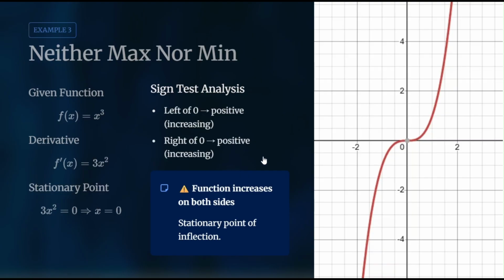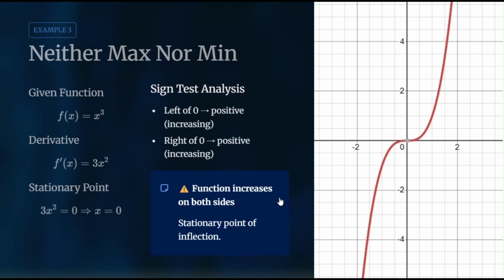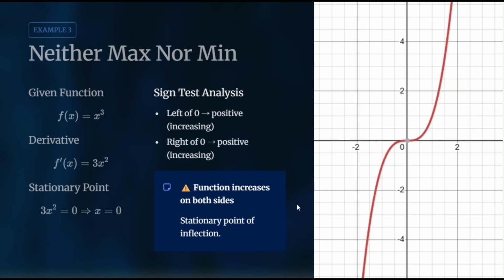So the function increases on both sides, as you can see here on the graph. But it is neither a maximum nor a minimum. This is what we call a stationary point of inflection. Once again, if the sign of the derivative doesn't change, that means that we have a stationary point of inflection.